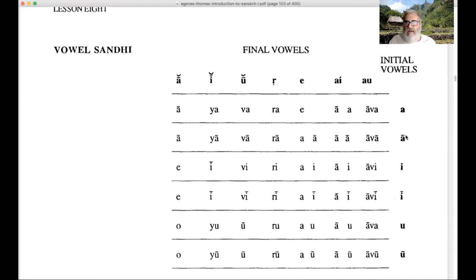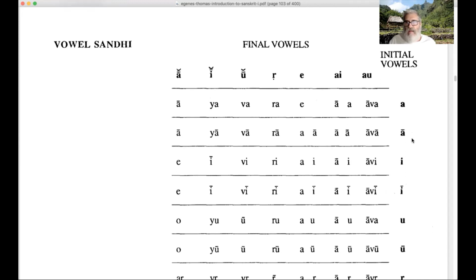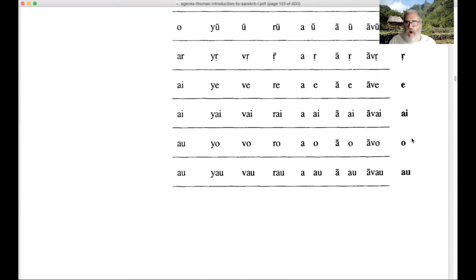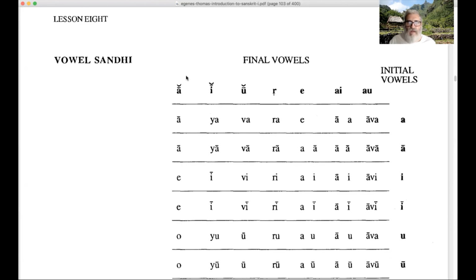And down the right-hand side, he's broken them apart. So we have short A, long A, short I, long I, short U, long U, re, E, I, O, and ow. Right. So let's have a look at this. Okay. So how would we do this? If we had a short or long A at the end of the first word, and that was followed by a short A, then we would get a long A, which we just saw above. We have 2 short A's, one at the end of the first word, one at the beginning of the second word. They come together. Brahma Asmi becomes Brahmasmi. Okay, so that's an example of that.